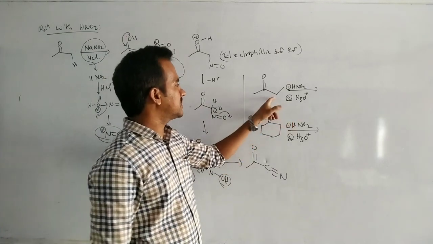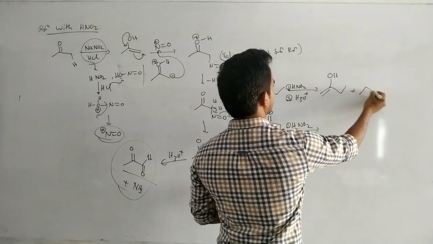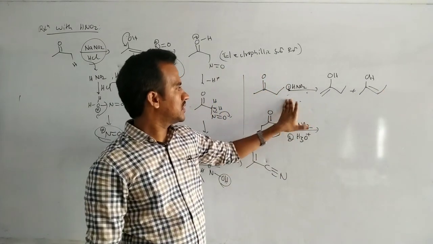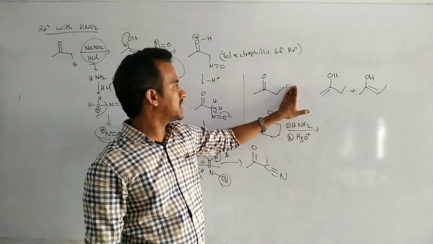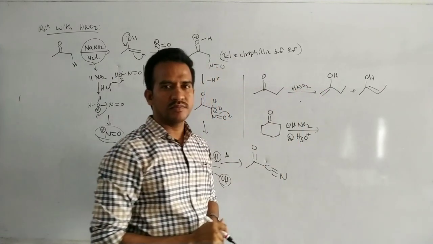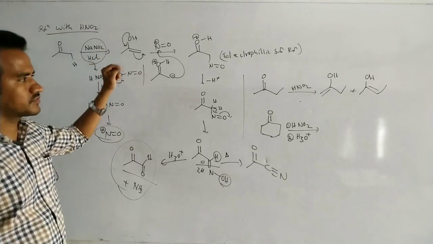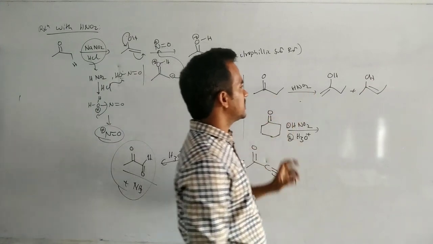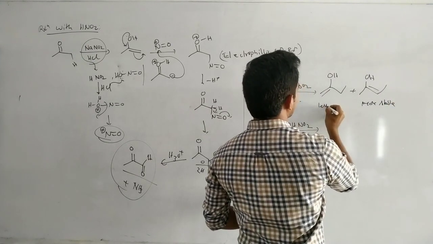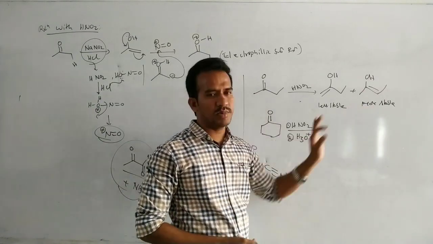And next, in this reaction there are two possibilities. In the first step, by treating with HNO2, that means in acid medium, there are two enol forms that exist. In HCl acid medium, two enol forms exist. So in this case, which enol is more stable? This is the more stable and this is the less stable. This is the less stable enol, this is the more stable enol.